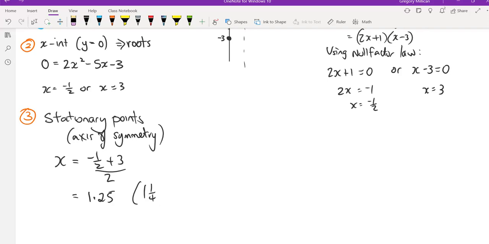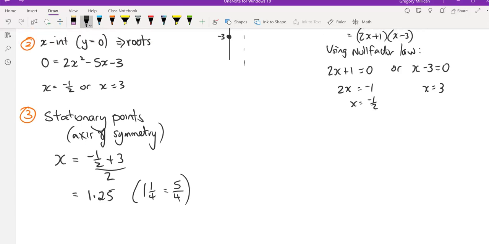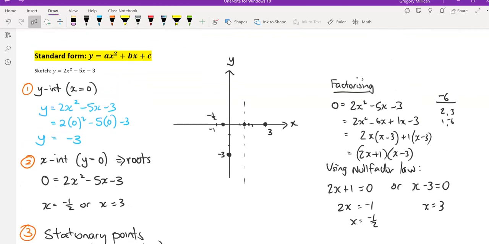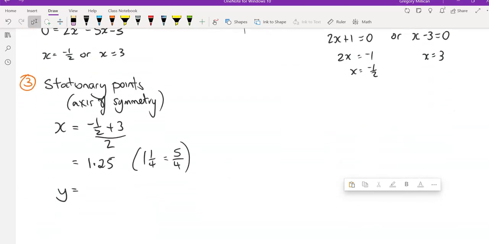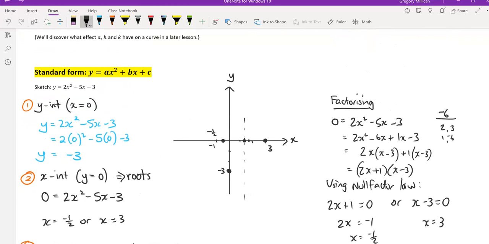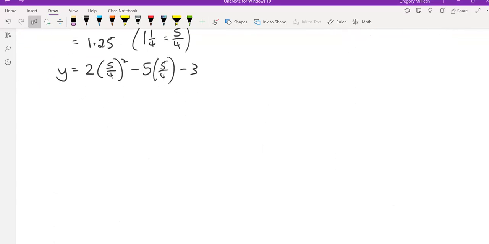Now again, if you like, 1 1/4 is the same as 5 on 4. And you know how much I like fractions, so we'll leave it as 5 on 4. Now, again, we need a stationary point. A point has 2 pieces of information, an x value and a y value. So how could I find the y value? Well, I go back to my equation, which says y equals. So it's going to be y equals 2 lots of 5 on 4 squared minus 5 lots of 5 on 4 minus 3. Just triple check I've got that correct. Yes, okay.